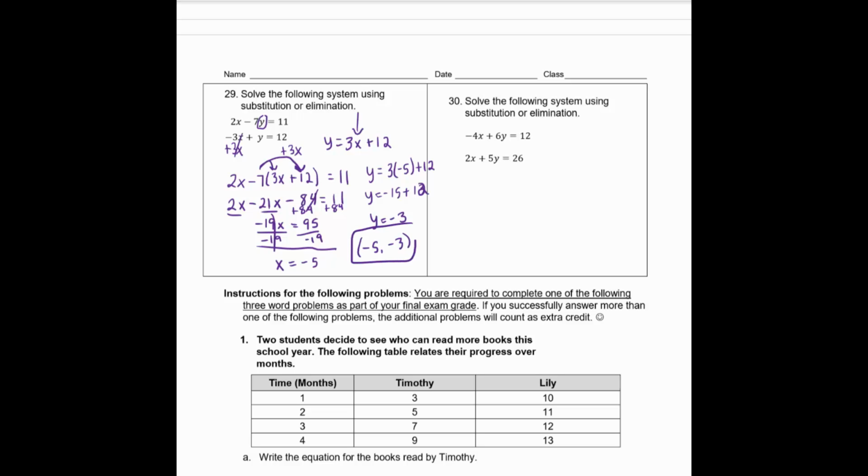The problem with substitution is if it's easy to use substitution to do it, it's easy to do elimination. You could have timesed the first one by 3 and the second one by 2, or you could have just timesed the second one by 7, and you would get exactly what we had. So, whichever. Now, elimination on 30.